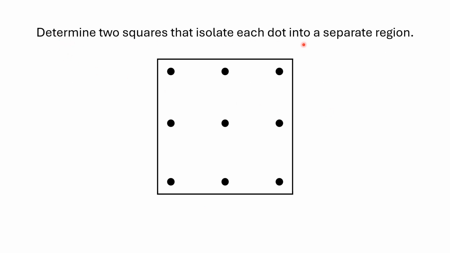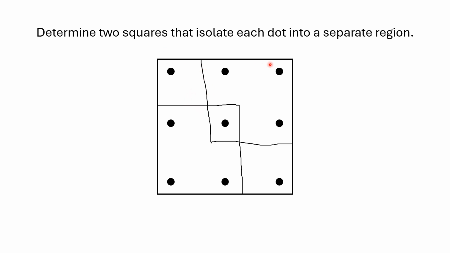So we have a completely different type of problem here. It's more geometrical. Determine 2 squares that isolate each dot into a separate region. So the idea is, let me draw one square to give you an idea of what I'm asking here. If I drew 2 squares, let's say this and this, and I know they don't look like squares, but you get the idea, then this point would be isolated, this would be isolated, this would be isolated, but these 3 are together in the same region. So this is not a valid solution.